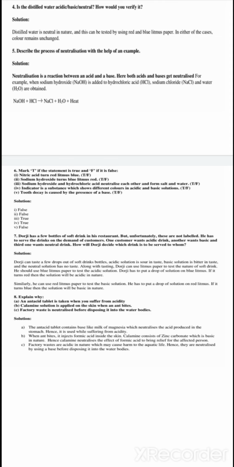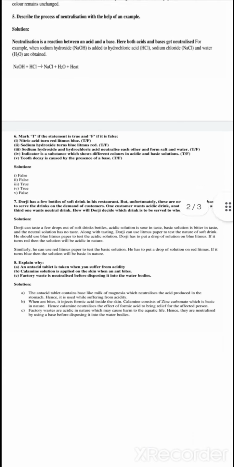It grows bacteria. Now this bacteria release some acid, and because of that acid, it causes tooth decay. So we can say tooth decay is caused by the presence of acid. So this statement is false.